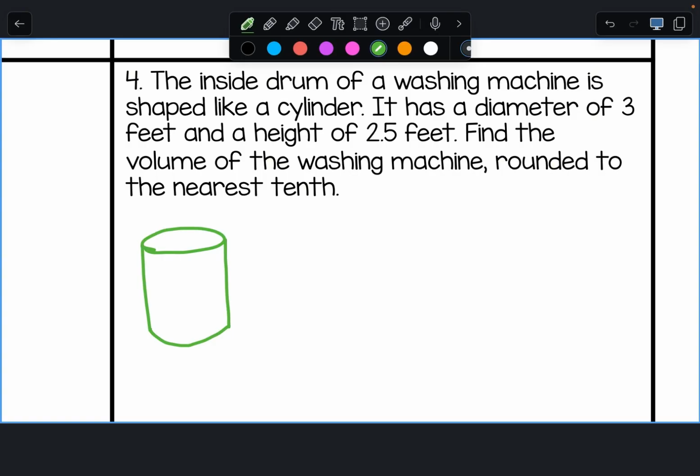Now it says the inside drum of a washing machine is shaped like a cylinder. It has a diameter of 3. So a diameter does what? Halfway or all the way across? All the way across. So we know that D is 3. That makes R what? 1.5. And it says a height of 2.5 feet. That's my H. Now, highlight the shape that you just drew.